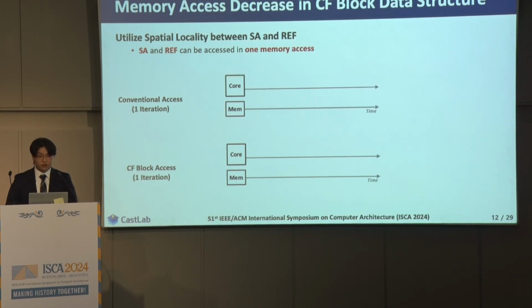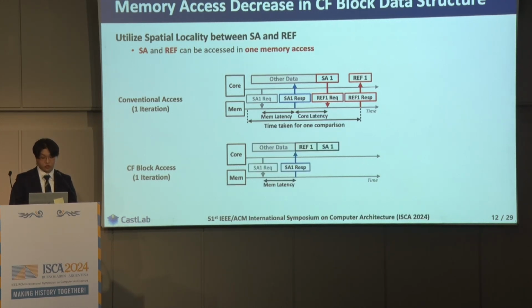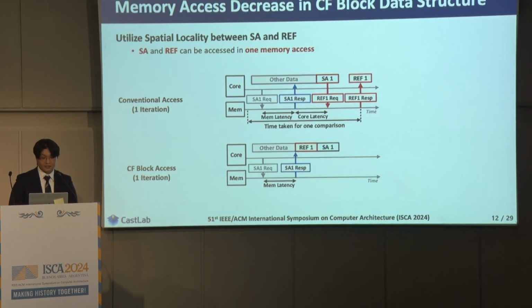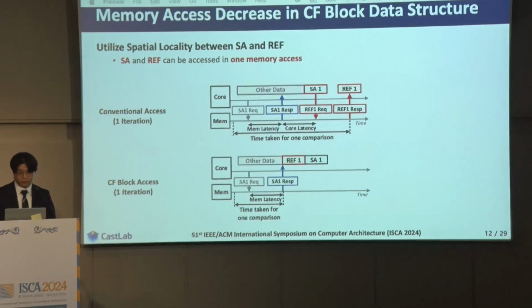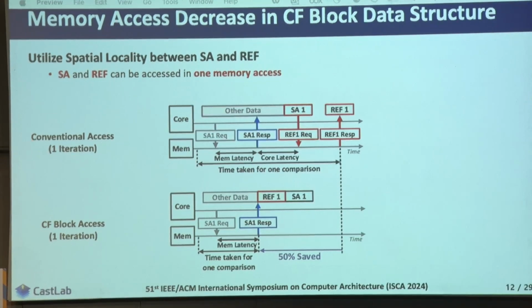Through this data structure, spatial locality between the suffix array and reference DNA can be utilized. Conventionally, after accessing a suffix array, additional access to the reference DNA was required. So this would be the time taken for one comparison. But with the CF block structure, only one access is required. So 50% of memory accesses can be saved with the CF block data structure.